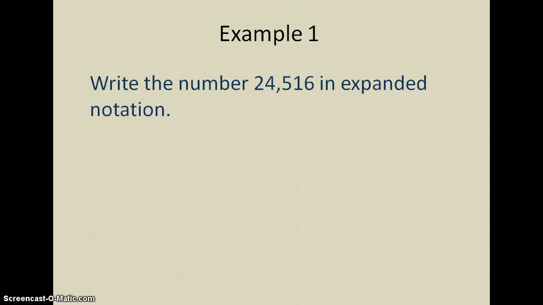Well, expanded notation is a way of writing numbers that really emphasizes the place value of each digit. So what we do with expanded notation is we look at each digit in the number and we're going to write out that digit and its place value. And then in between each digit and place value, we're going to put a plus sign.